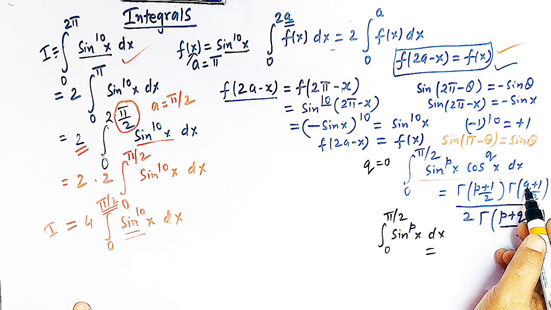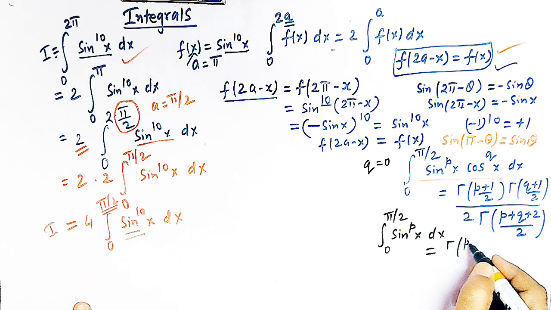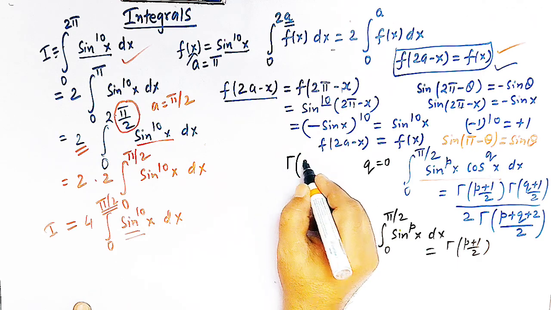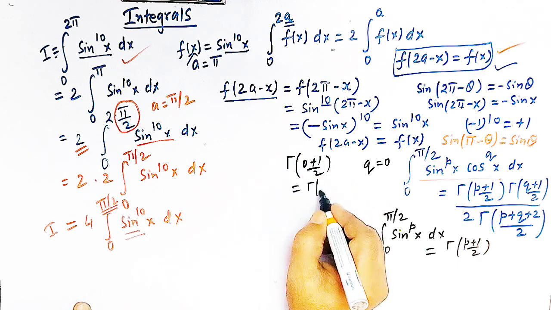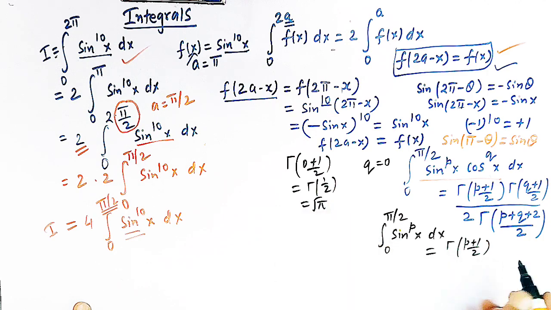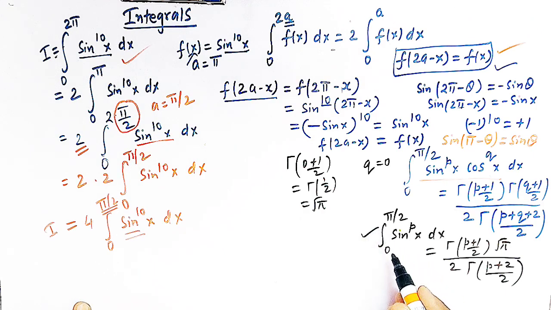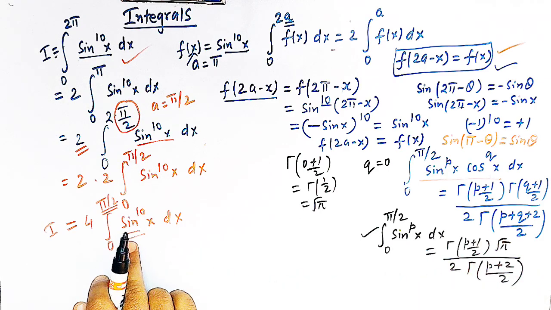So when q is equal to 0, we have gamma of (p plus 1) over 2, and gamma of (0 plus 1) over 2, that is gamma half, which is equal to square root of pi. So we have square root of pi, and in the denominator 2 times gamma of (p plus q plus 2) over 2, with q equal to 0, that is (p plus 2) over 2. So the formula for the integral 0 to pi by 2 sine x raised to p dx is given by this expression.